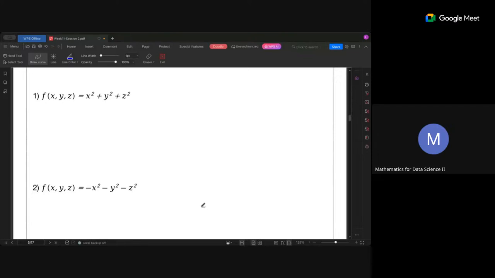Now let us try to do the classification of these critical points. For all the upcoming problems, we'll find and classify the critical points.